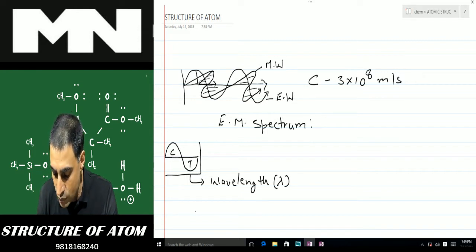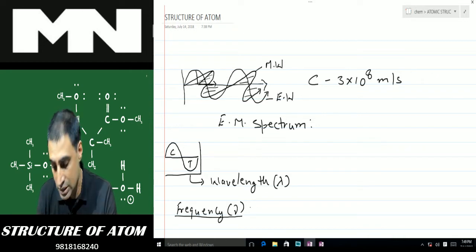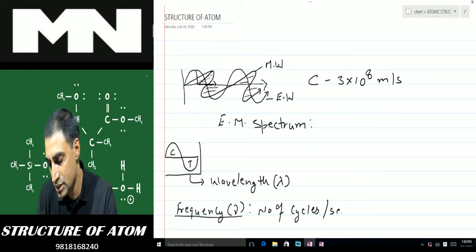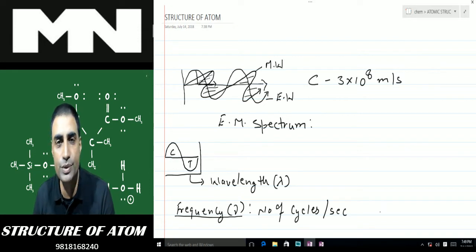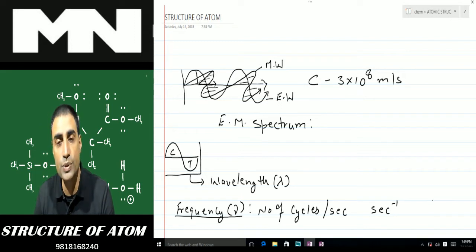Likewise, we have another term, we call it frequency. We represent it by nu. Frequency is the number of cycles per second. That's why frequency often has the dimension second inverse or hertz. So frequency represents the number of cycles per second. By now we have seen wavelength, that is the distance between a crest and a trough, and the number of cycles per second, which we call frequency.